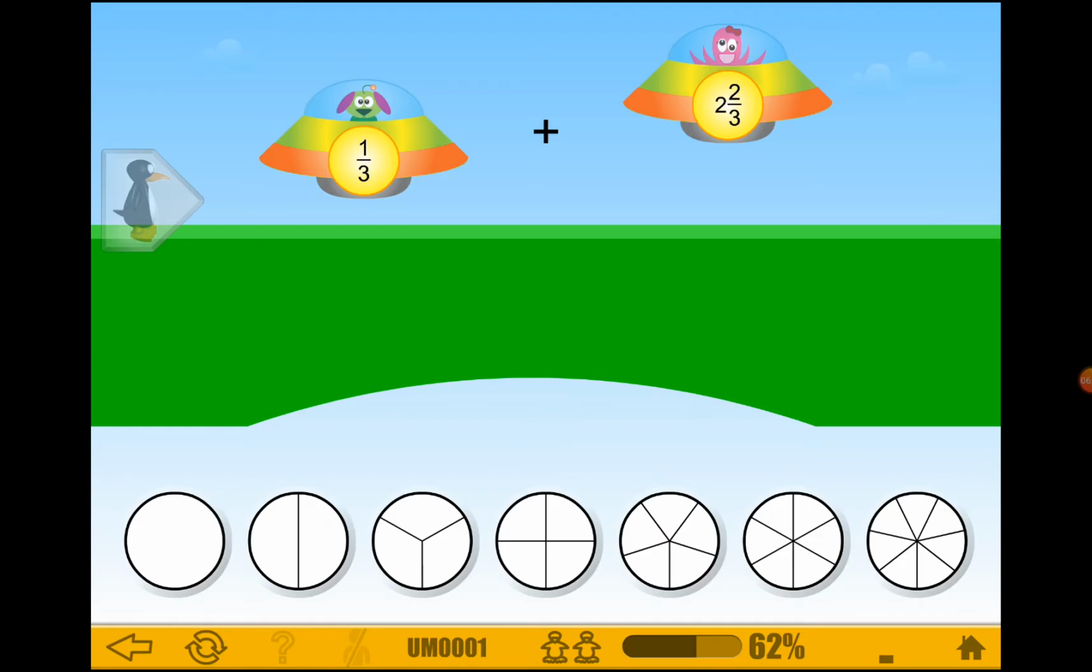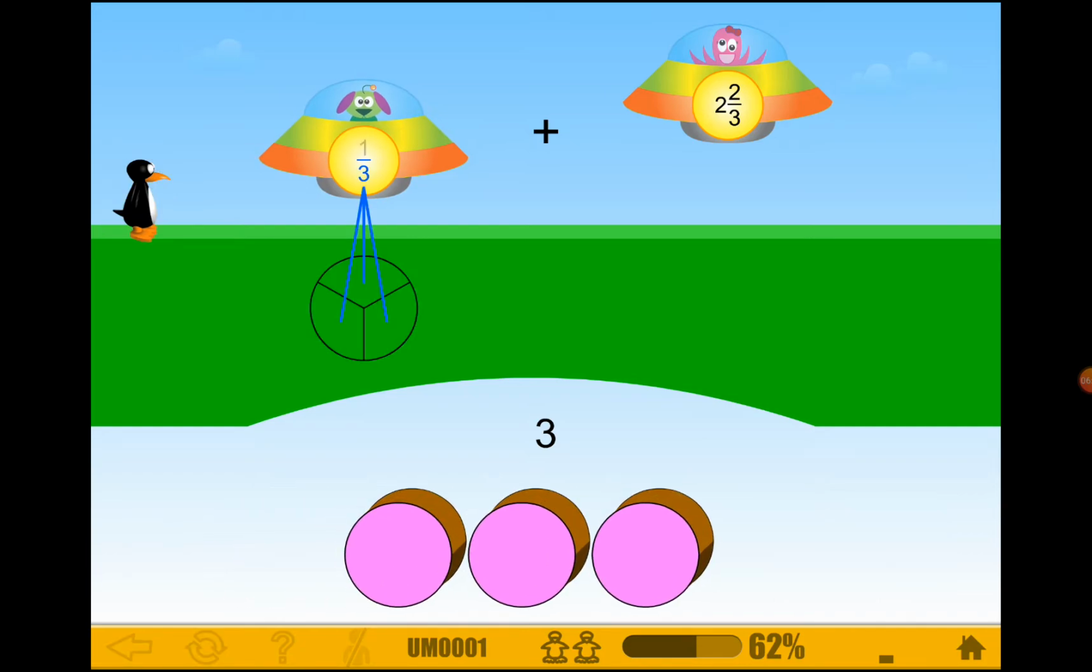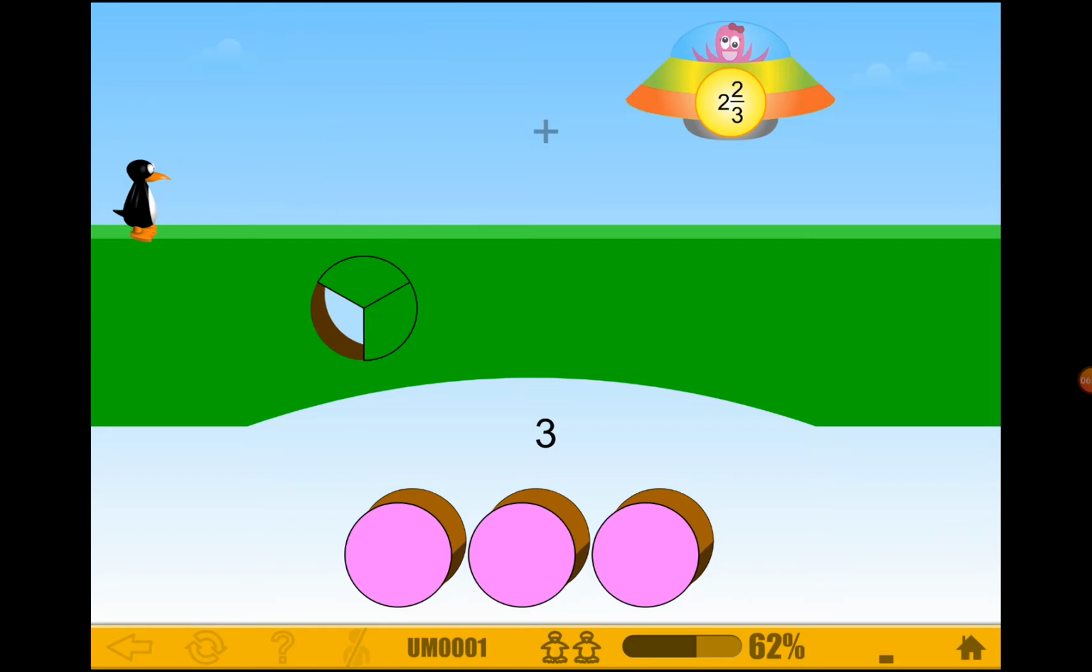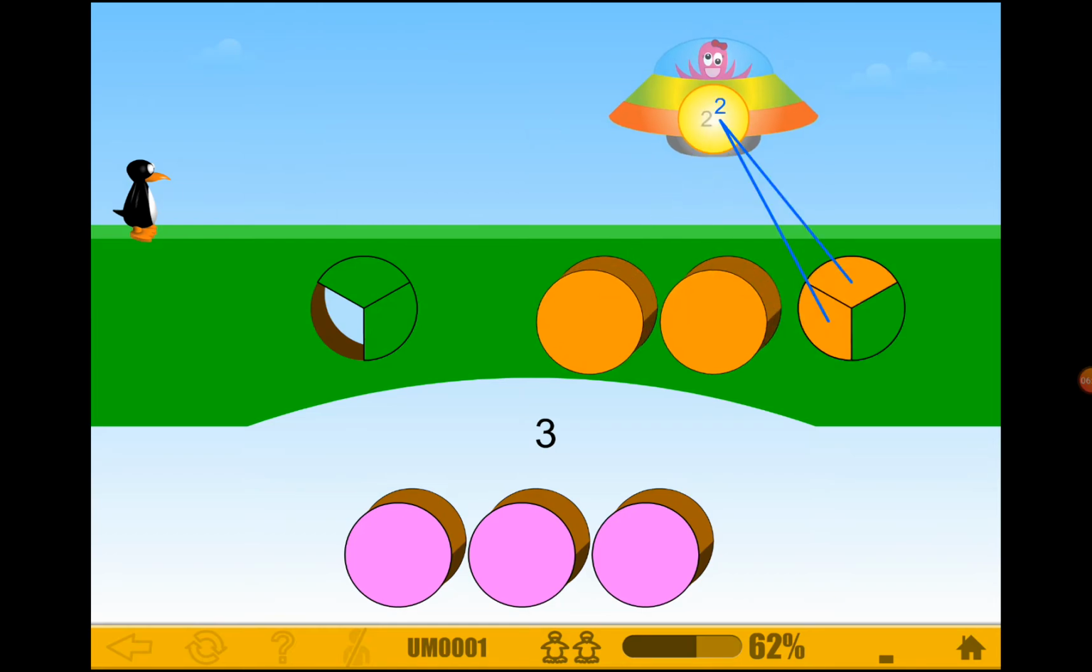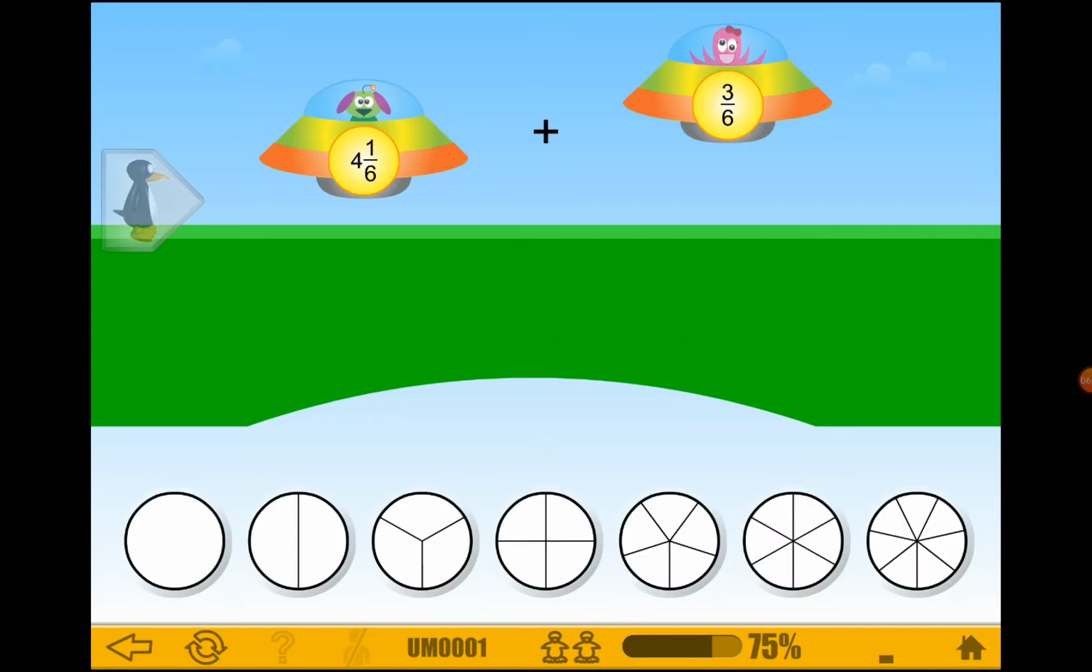Okay, anyways. Now let's see. Now we got this. Okay. Three. And then three. So three. Boom. Just three. Okay, three, boom. One. Okay, good. Okay, now we got 1 over 6 and 3 over 6. Okay, so 4 over 6.